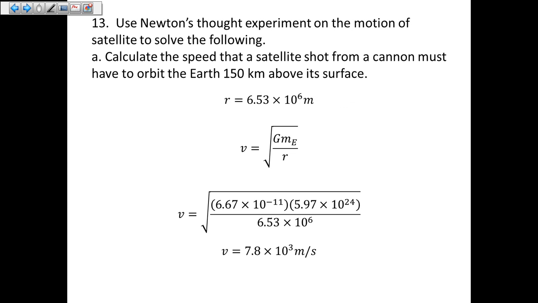So let's take a look at calculating the speed first. As I said, we have to find the orbital radius. That's the radius of the Earth plus the 150 kilometers. Don't forget that these r's that we're plugging in are center to center distances. So the center of the Earth to the center of this cannonball. Big G, gravitational constant of the universe. The mass, again, this cannonball is quote-unquote orbiting the Earth, so we're plugging in the mass of the Earth. And we see that it needs to be moving at 7.8 times 10 to the third meters per second.